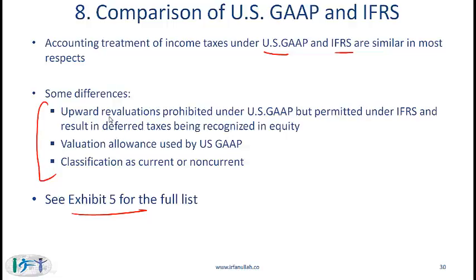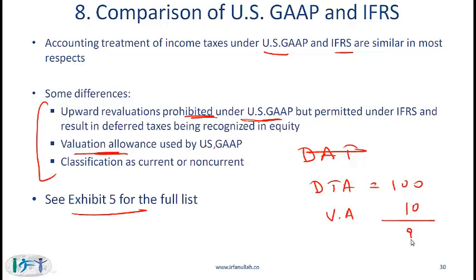As you have seen in earlier readings, upward revaluations are prohibited under US GAAP but permitted under IFRS. The valuation allowance concept is US GAAP specific. In other words, with US GAAP, as we've discussed, if you have a deferred tax asset equal to 100, if you want to reduce this, then you set up a valuation allowance. Whereas with IFRS, you can directly change the deferred tax asset.